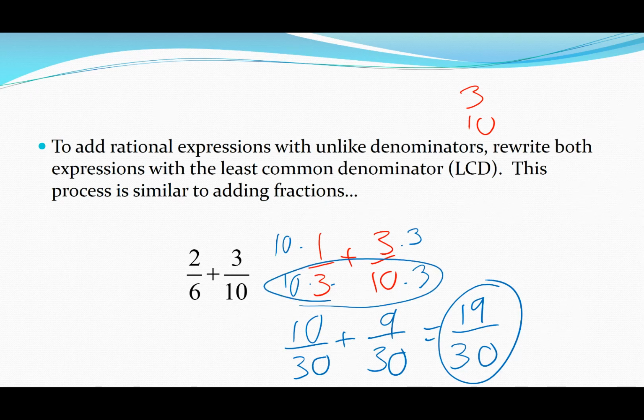Figure out the least common multiple, make both denominators match that multiple, keep up with the numerators because they have to still hold that equivalent value. And then once you have those common denominators, it's pretty straightforward. You just have to add things across, just like we did in that previous video.